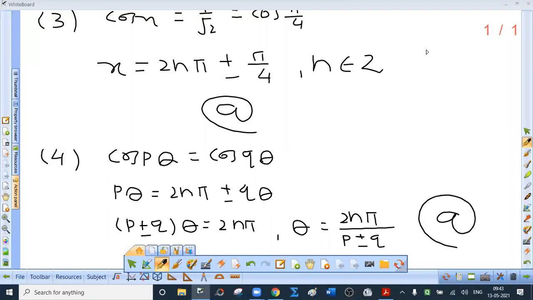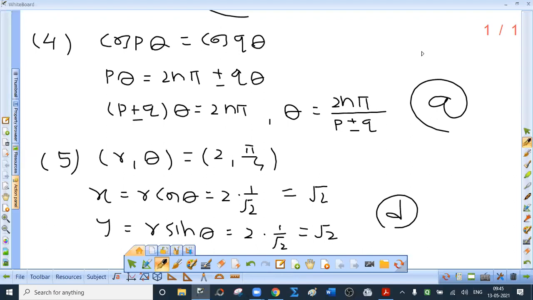Fourth MCQ, if cos p theta is cos q theta, p not equal to q, then what is the general solution? P theta equal to 2n pi plus minus q theta. Bring this to LHS. So this becomes minus plus, same as plus minus. So p theta plus minus q theta. Take theta common to get (p plus minus q) into theta equal to 2n pi. Now p is not q. So p plus minus q is non-zero, so division is allowed. So what is theta? 2n pi upon (p plus minus q). Correct option is A.